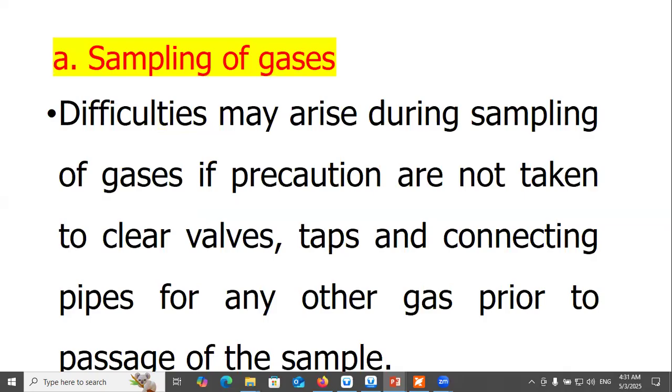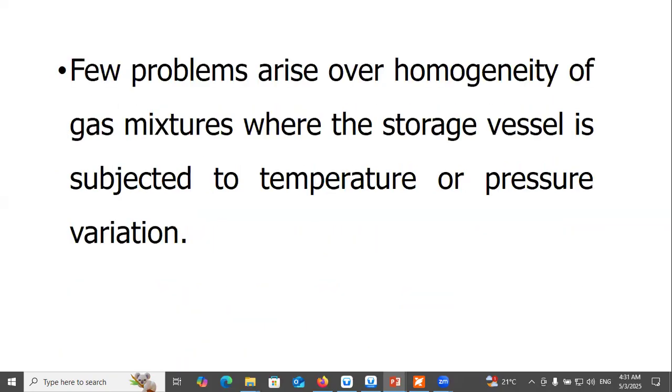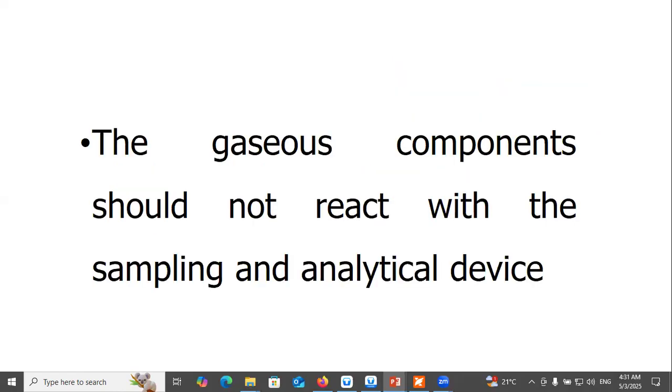Sampling of gases. Difficulties may arise during the sampling of gases if precautions are not taken to clear valves, taps, and connecting pipes of any other gas prior to passage of the sample. Few problems arise over homogeneity of gas mixtures, unless the storage vessel is subjected to temperature or pressure variation. The gaseous components should not react with the sampling or analytical device.